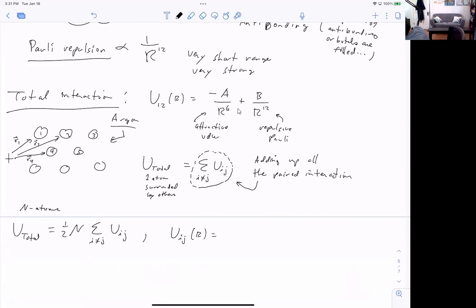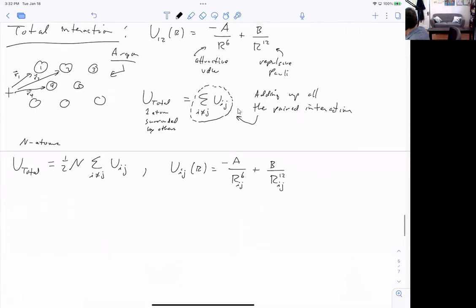Where now Uij of R is equal to minus A over Rij to the 6 plus B over Rij to the 12th. So that's how we can write the energy of a crystal of, say, argon atoms, or atoms where there's no covalent bonding. It's just van der Waals and Pauli repulsion.